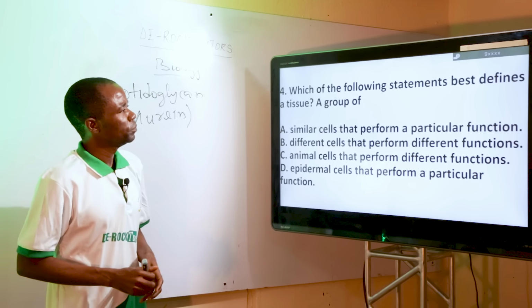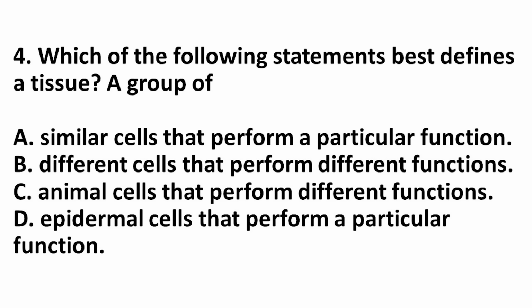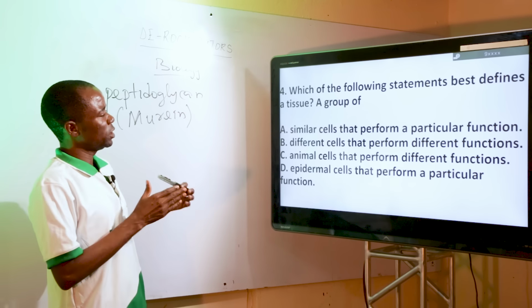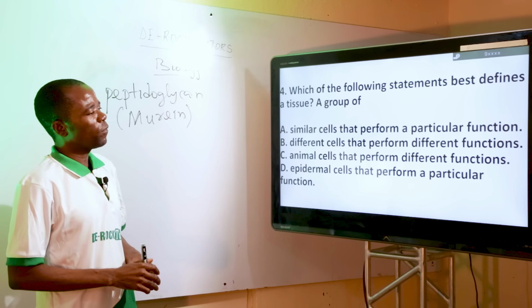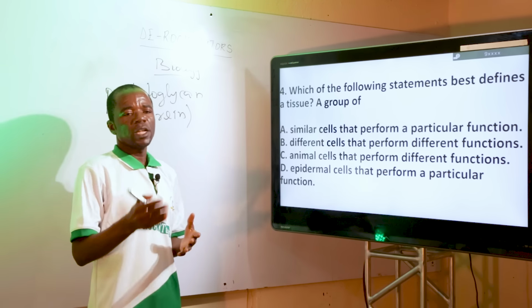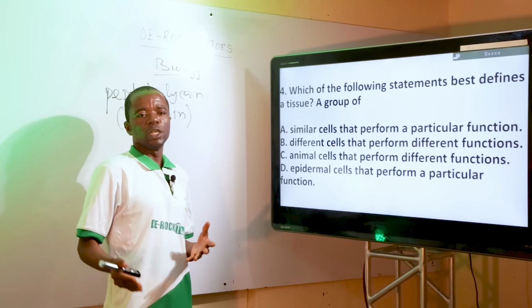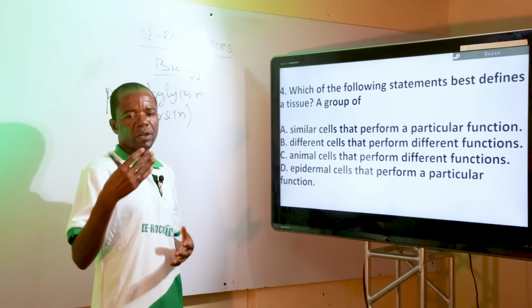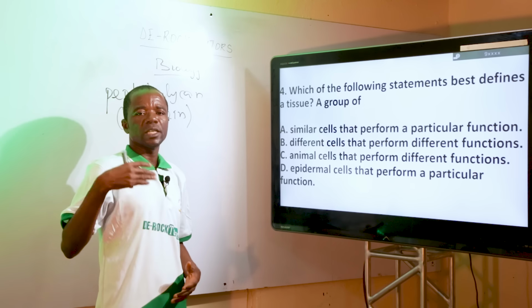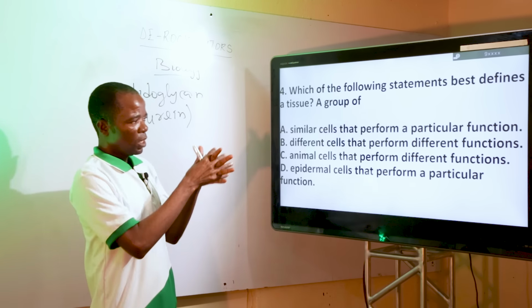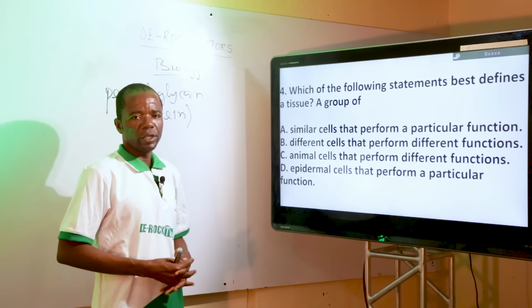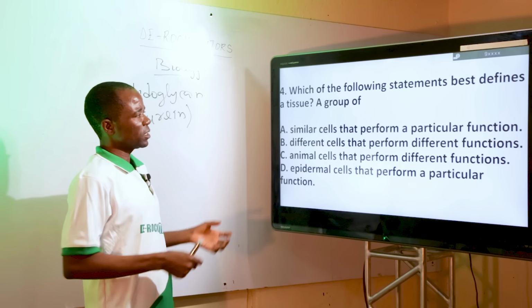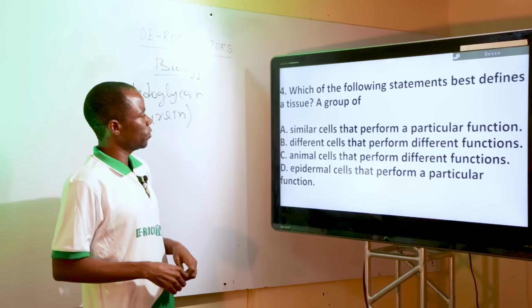Let's move on to number 4. Which of the following statements best defines a tissue? A tissue is a group of similar cells that perform a particular function. So the correct answer for number 4 is option A. A tissue is defined as a group of similar cells performing a particular function. An example of a tissue is blood. Blood is a liquid tissue because blood contains similar cells like red blood cells, erythrocytes, white blood cells, leukocytes, and platelets, and they all perform a particular function. Bone is another tissue. So blood and bone are examples of tissue. So the correct answer for number 4 is A.